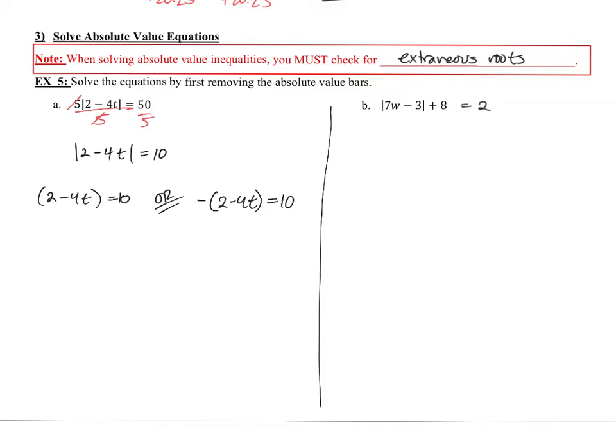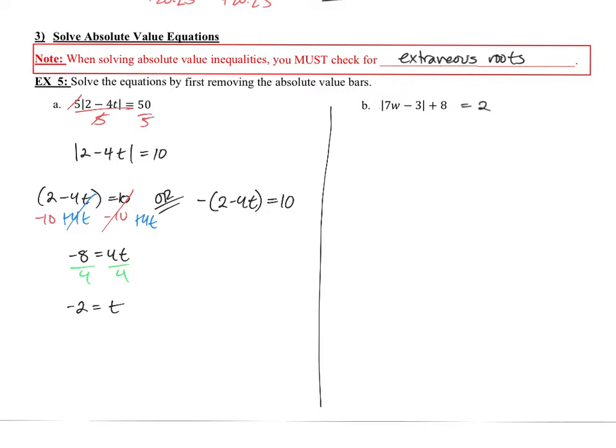So, subtract the 10 from both sides. And then I will add the 4t to both sides. And we have negative 8 equals 4t. Now we can divide both sides by 4. And we get negative 2 equals t. Now let's take a look at the other one.